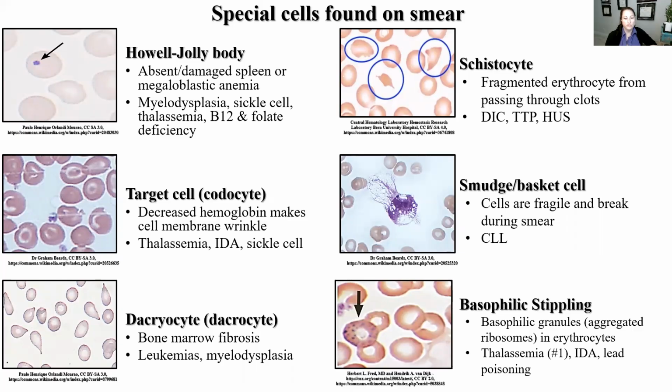Basophilic stippling is the last one. It's little basophilic granules that are aggregated ribosomes that form these sprinkles in the erythrocytes, and you can see the arrow pointing to that one there. This is most commonly associated with thalassemia, but can also be present in iron deficiency anemia and lead poisoning. So those are the different types of cells that you'll commonly see in the exam questions.